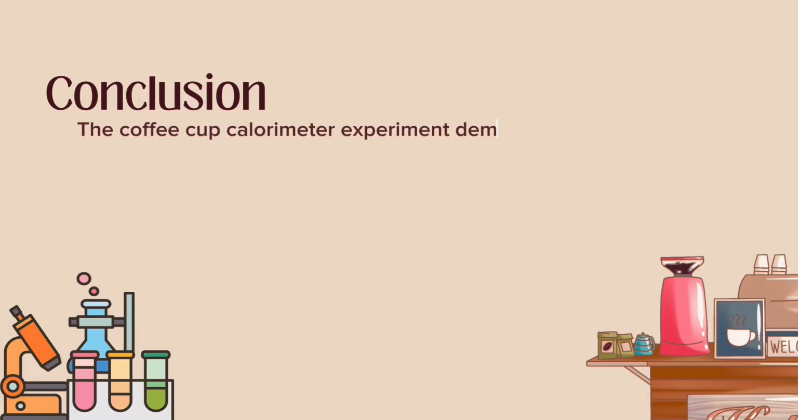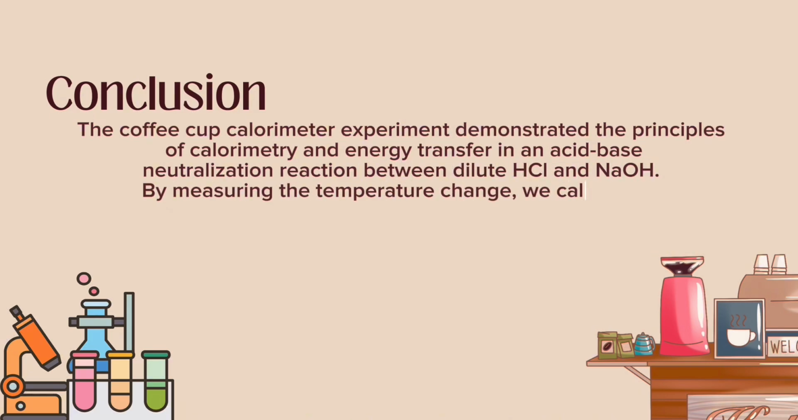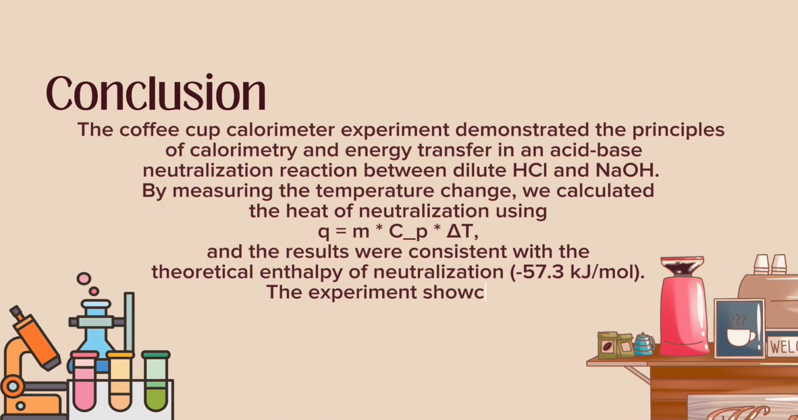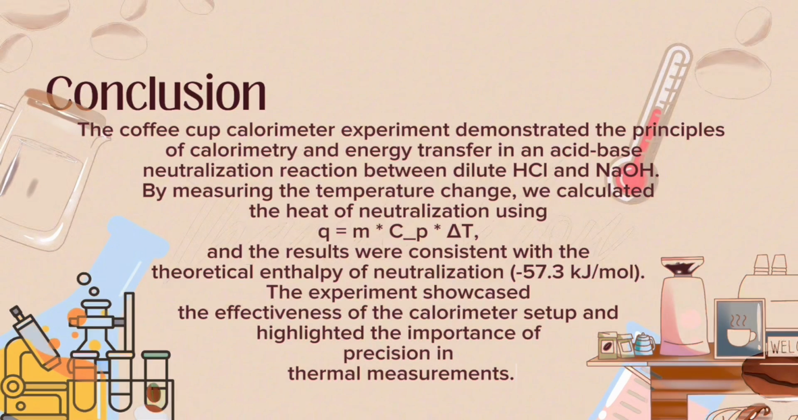The coffee cup calorimeter experiment demonstrated the principles of calorimetry and energy transfer in an acid-base neutralization reaction between dilute HCl and NaOH. By measuring the temperature change, we calculated the heat of neutralization using Q is equal to m Cp delta T, and the results were consistent with the theoretical enthalpy of neutralization. So the experiment showcased the effectiveness of the calorimeter setup and highlighted the importance of precision in thermal measurement.